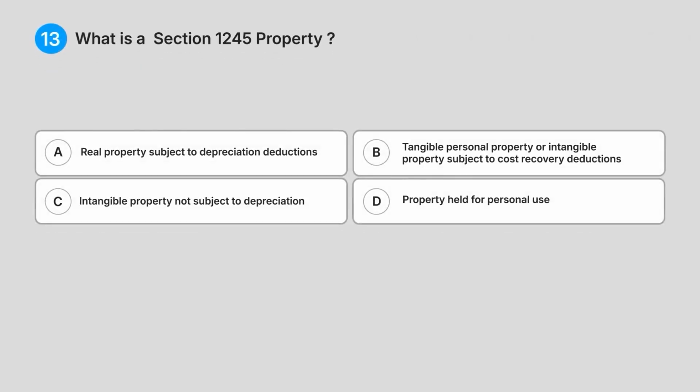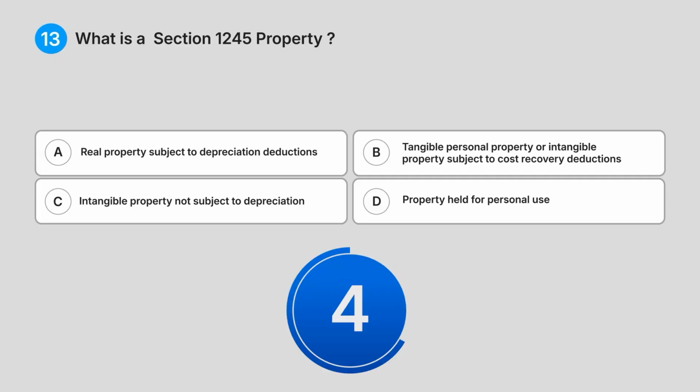13. What is a Section 1245 property? A. Real property subject to depreciation deductions. B. Tangible personal property or intangible property subject to cost recovery deductions. C. Intangible property not subject to depreciation. D. Property held for personal use. What do you think is the answer?